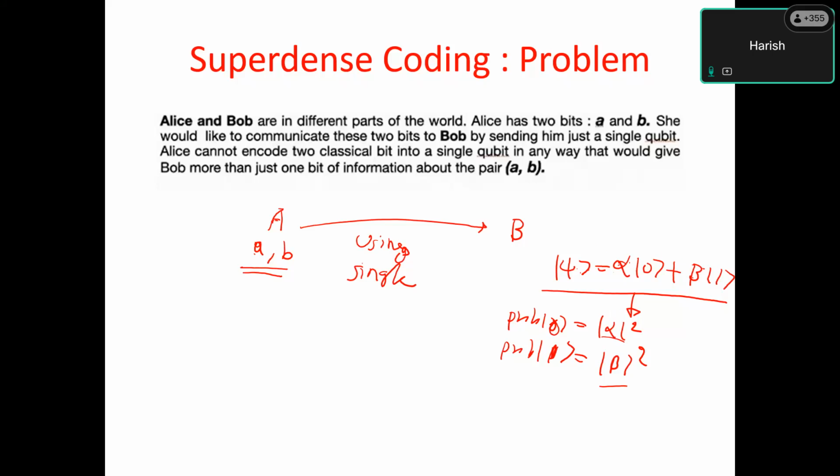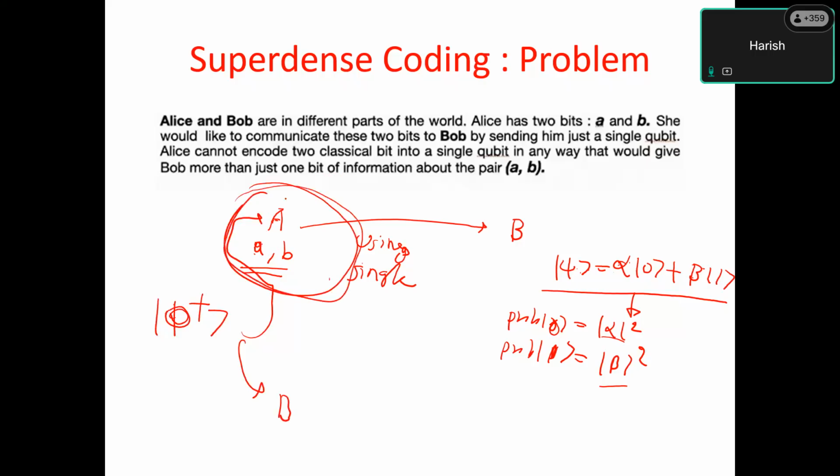So how can we do it? It can be done with an entangled pair of qubits, phi plus. Suppose we have phi plus, and we give one qubit to Alice and one qubit to Bob. Alice encodes her bit values A and B into her qubit and sends it to Bob, and Bob decodes it and can recover both A and B at the receiver side. We'll see this with the protocol diagram.